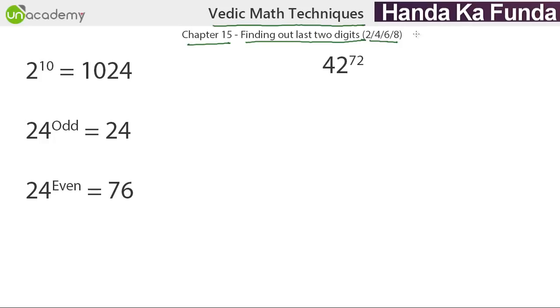That is why we are going ahead with this. In the earlier videos, we have discussed how to find out when it is 1 or 5. That was, I think, chapter 13. And in chapter 14, we had discussed how to find it out in case of 3, 7 or 9. And well, what is left? 2, 4, 6, 8 are left.